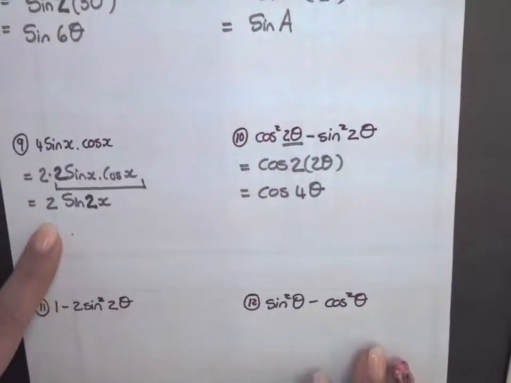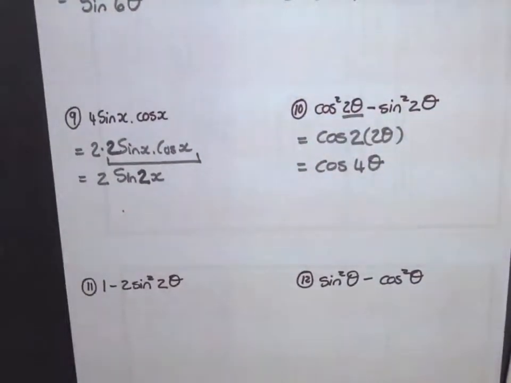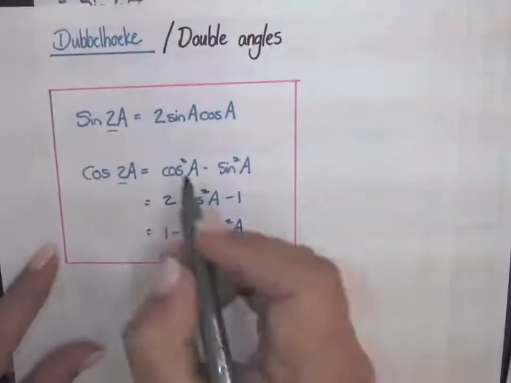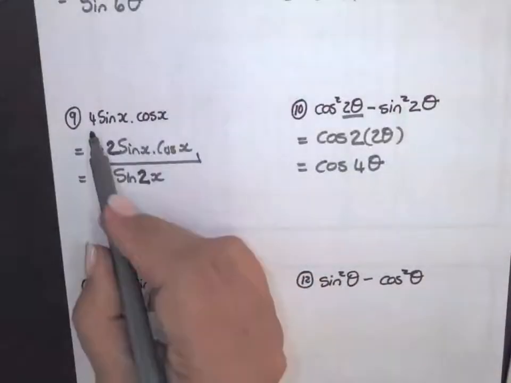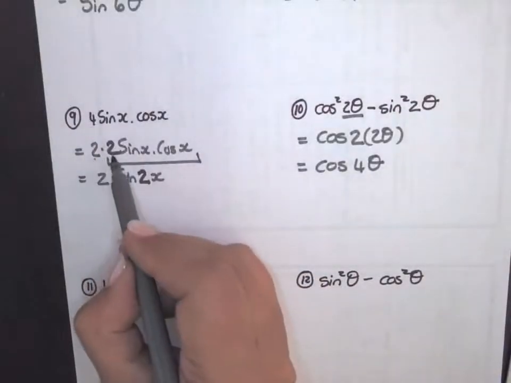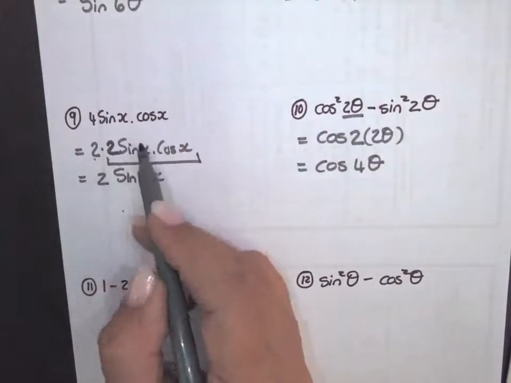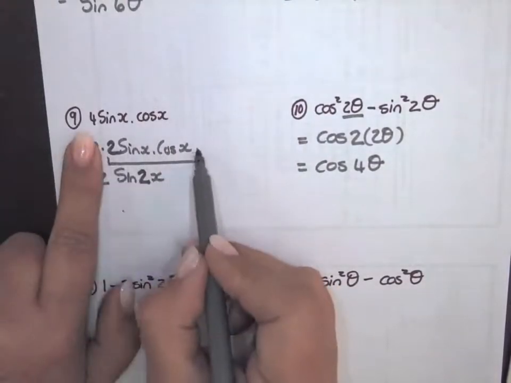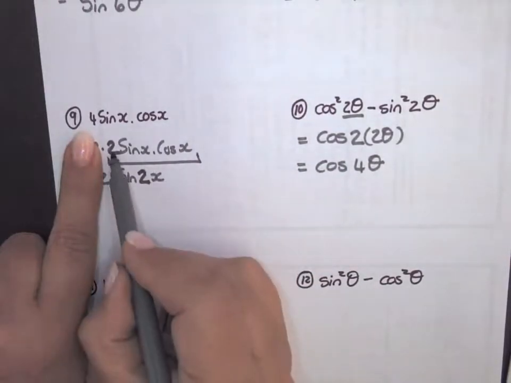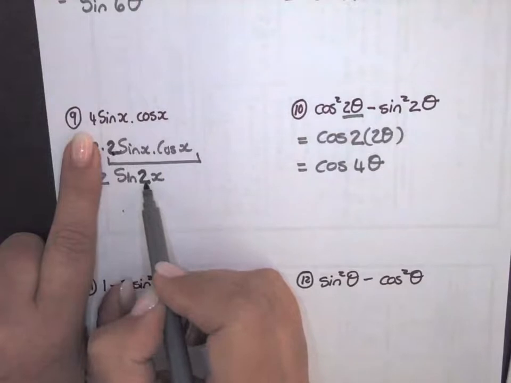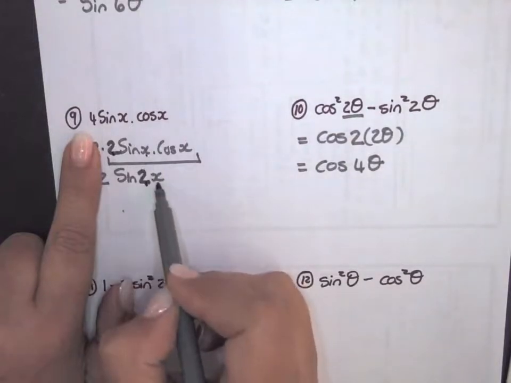Number 9. Okay, for sine, I needed 2 in front. So I split the 4 into 2 times 2. So this part is my double angles, second part of the equation. That 2 is my double 2, so the x is my x.